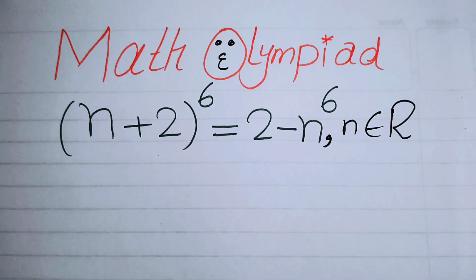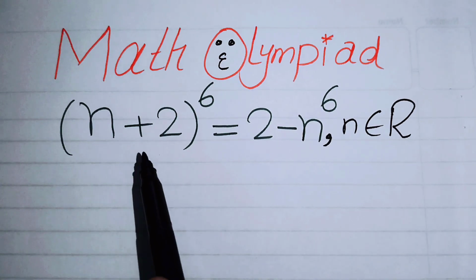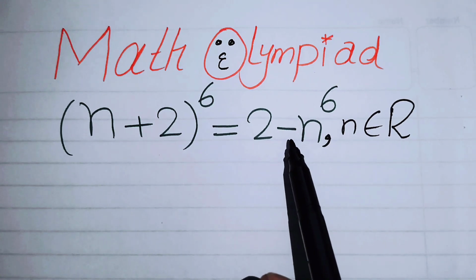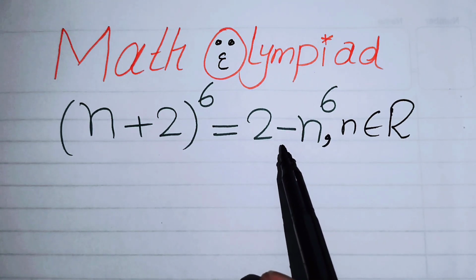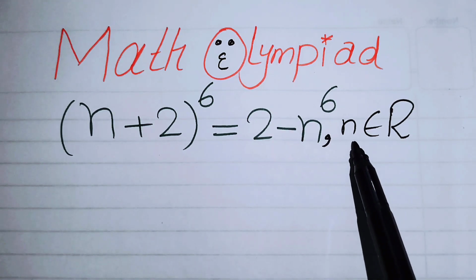In this video we are going to solve this nice algebra problem, and here we have (n + 2)^6 = 2 - n^6. We will solve this problem for the real values of n.